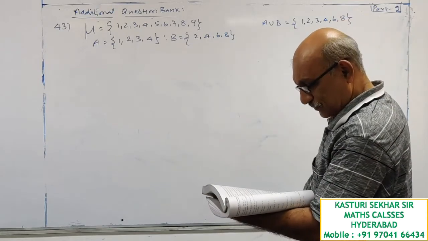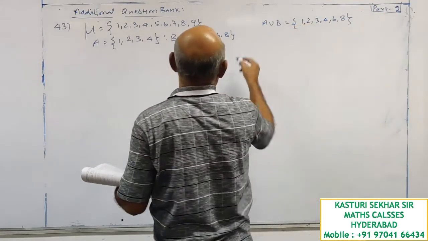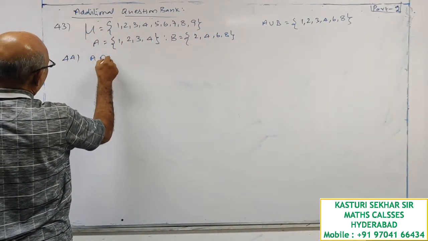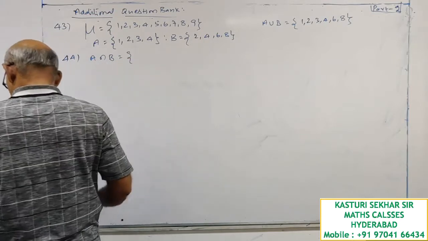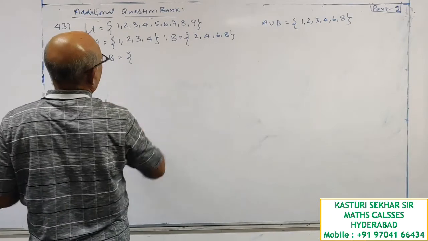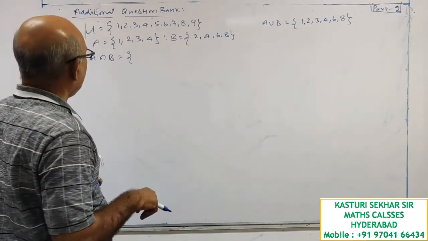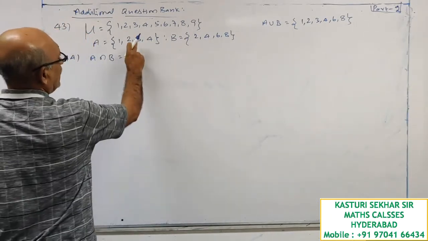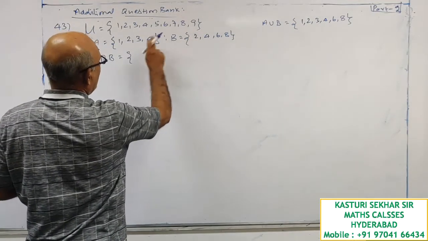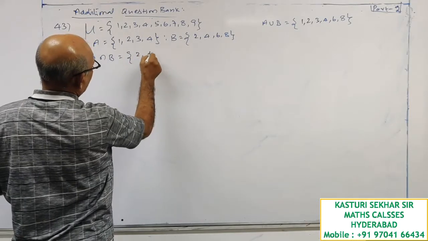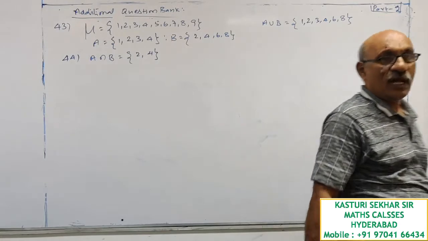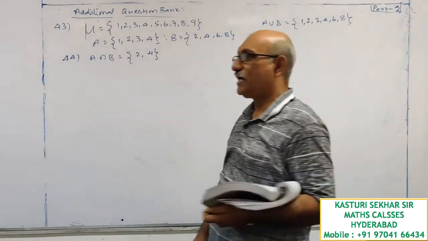A union B. Now question number 44: A intersection B. A intersection B means elements which are in both A and B. So the elements 2 and 4 are in A and also in B. So it is {2, 4}.